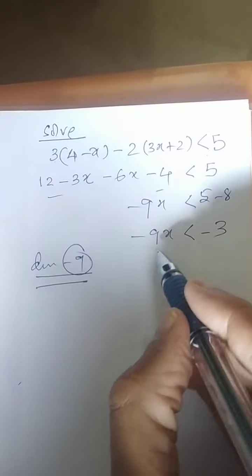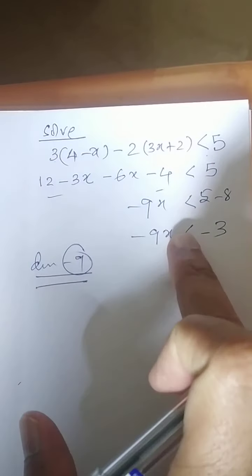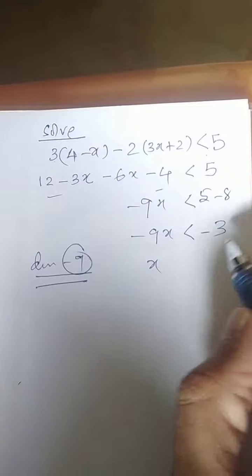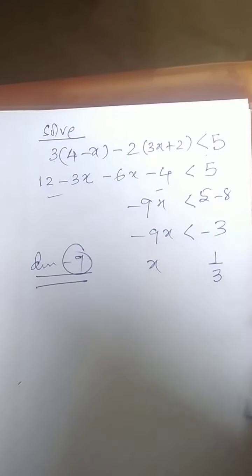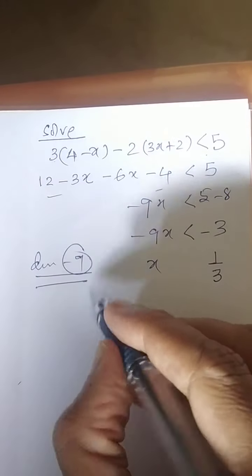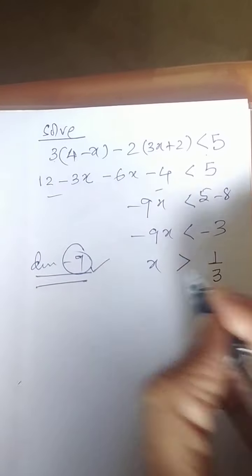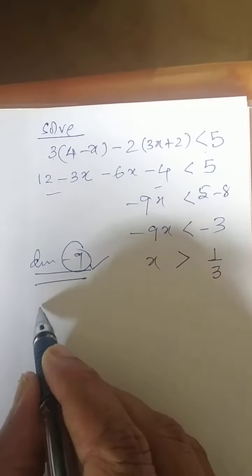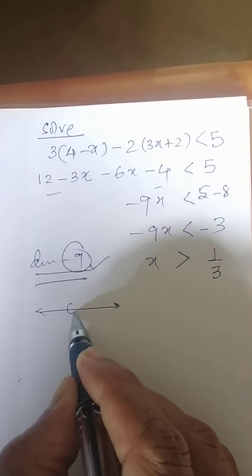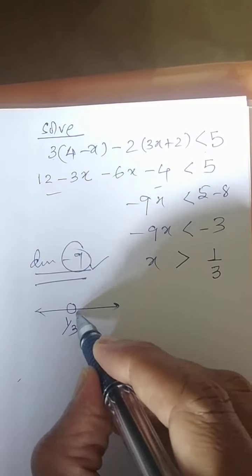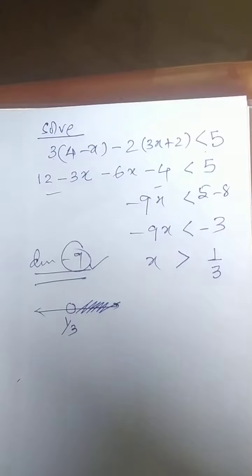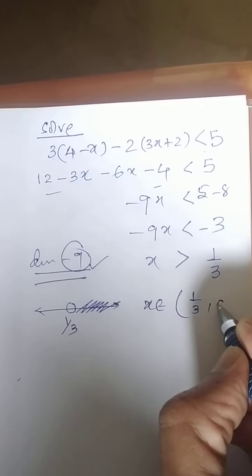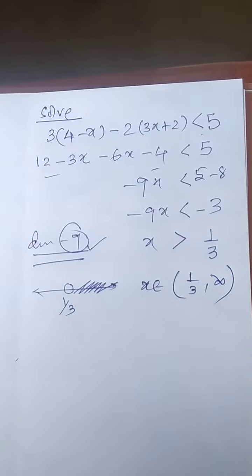If I divide by minus 9, the rule is this will give you x and this will give you 1 by 3. But you have learned that whenever you are dividing by a negative number, the sign changes. So this is the solution. If you want the pictorial form, write only 1 by 3 here, and this will be the solution. In set form, x belongs to 1 by 3 to infinity.